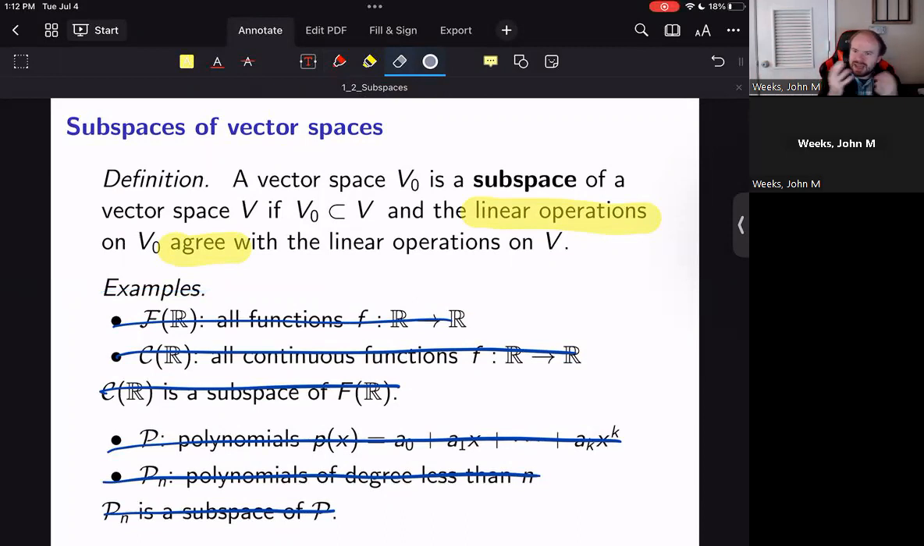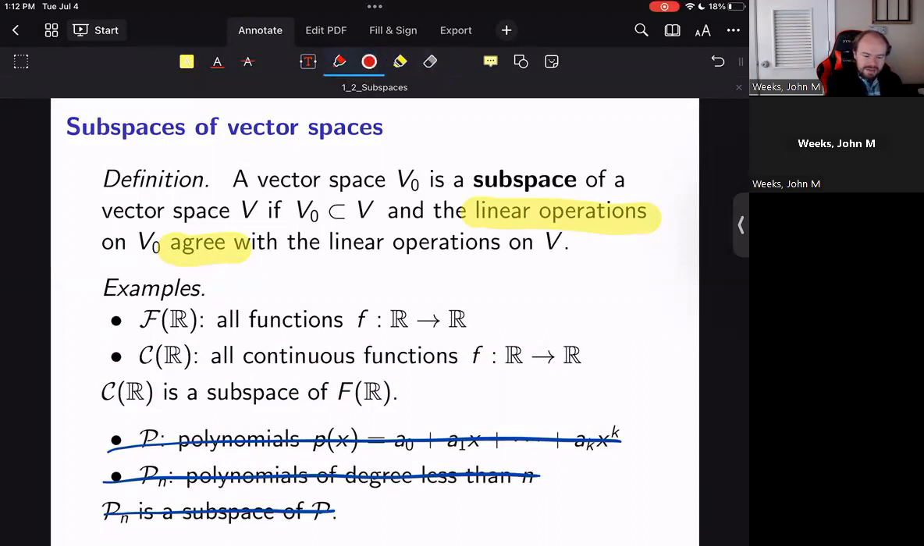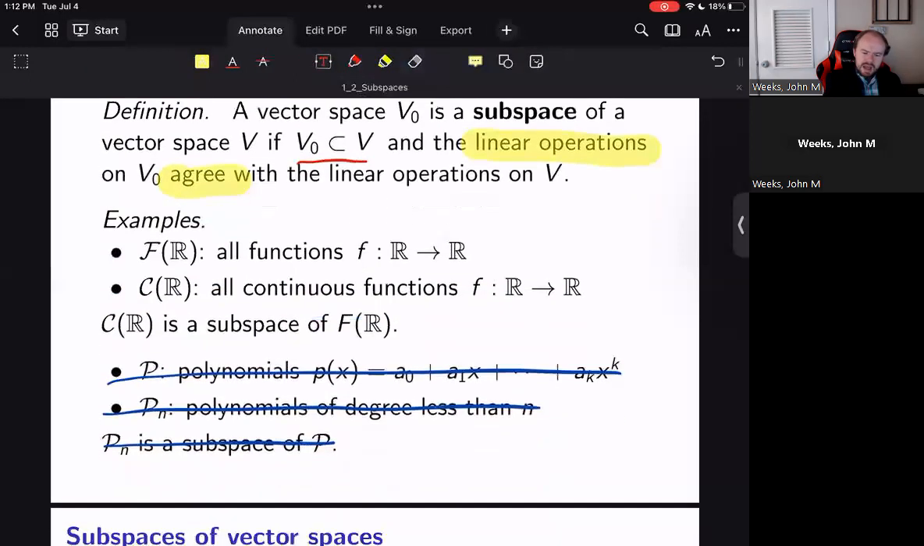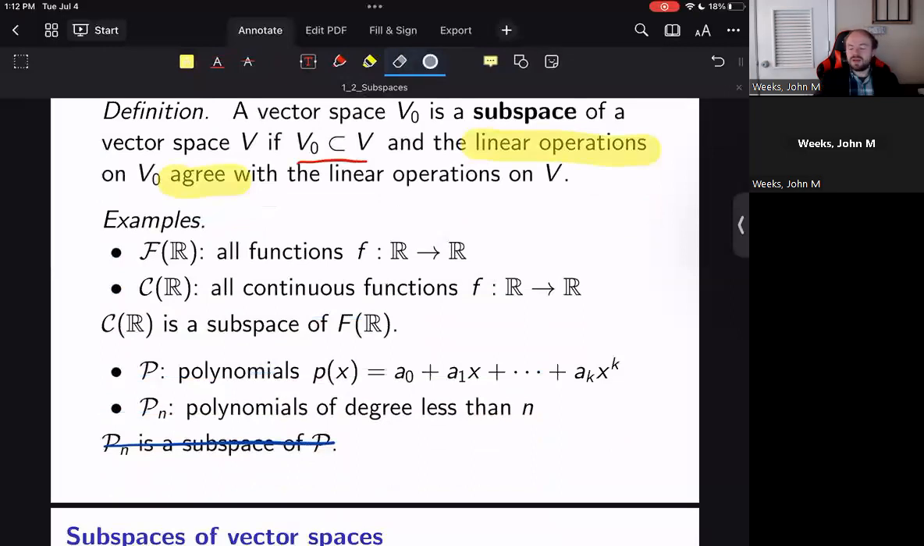Just to make sure that we're staying grounded, let's go ahead and see some examples, like the ones that we just saw at the very beginning, where F(R) is the space of all functions, C(R) is the space of all continuous functions, and C(R) is a subspace of F(R). Here, the linear operations agree, and C(R) is a subset of the vector space F(R). And then we have the space of polynomials as well. We talked about how you can have the polynomials of degree less than, or maybe less than or equal to n, whichever one it ends up being. Then if you have this, this is a subspace of the polynomials.